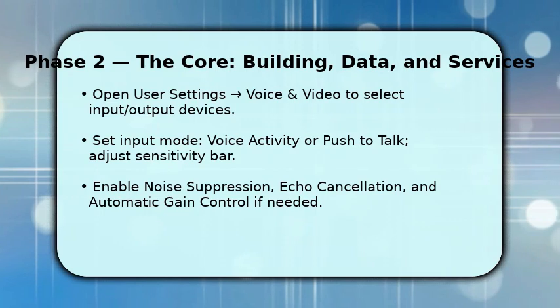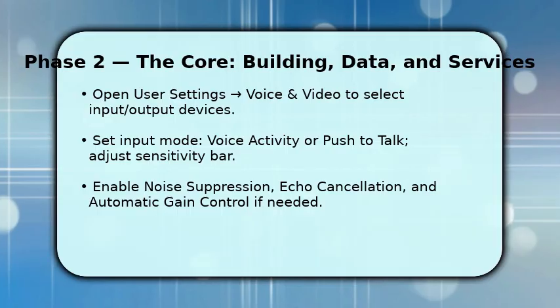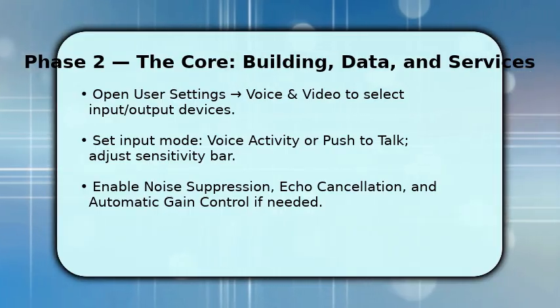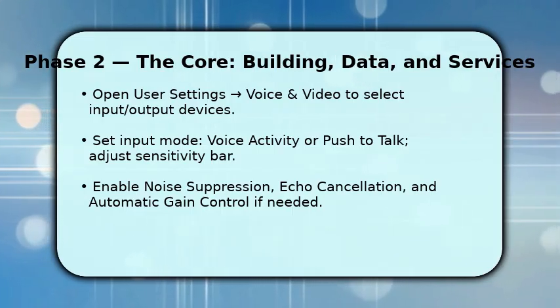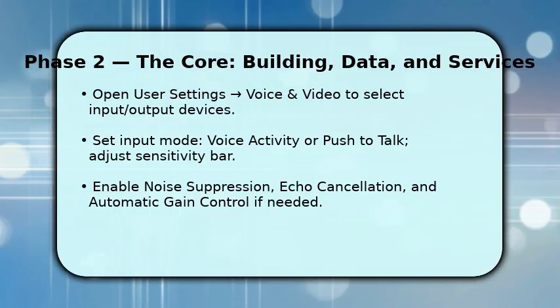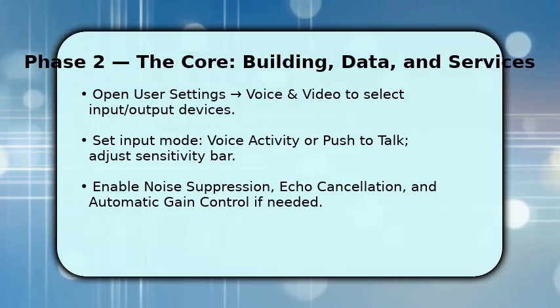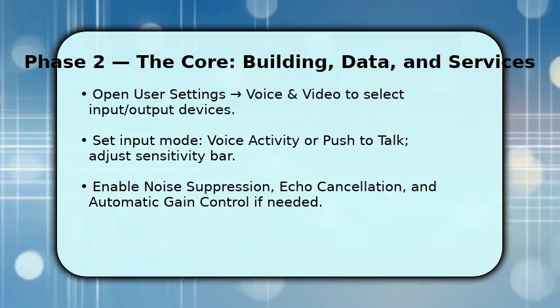Now configure voice settings so your audio is clear. Go to User Settings, then Voice and Video, and choose your input and output devices. Headphones reduce echo. Next, decide voice activity versus push-to-talk. Voice activity is convenient, while push-to-talk avoids background noise. Adjust sensitivity or bind a push key in settings.